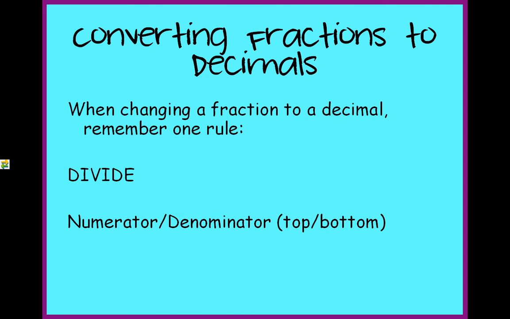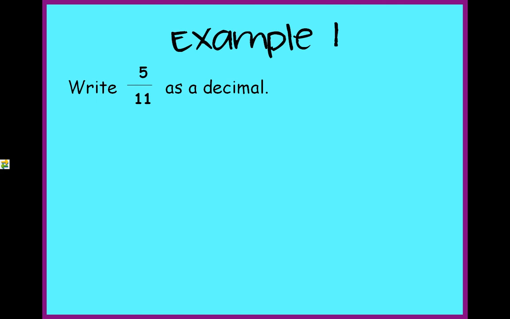Okay, so we've already done converting fractions and decimals before, so this part is a review. Remember, you just divide. Top divided by bottom. Numerator divided by denominator. So, for example, we're going to write 5 over 11 as a decimal. To do that, you just divide. And you're going to put your top number in the box, and then 11 will go on the outside.